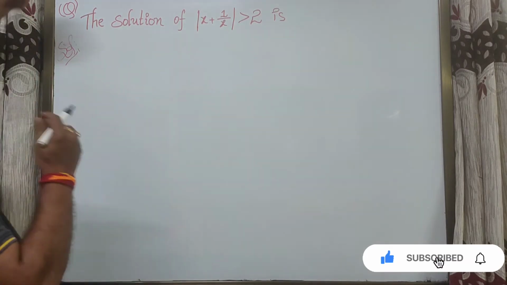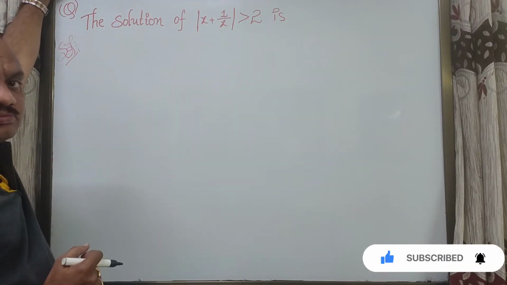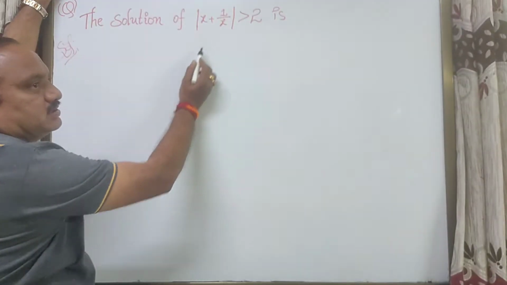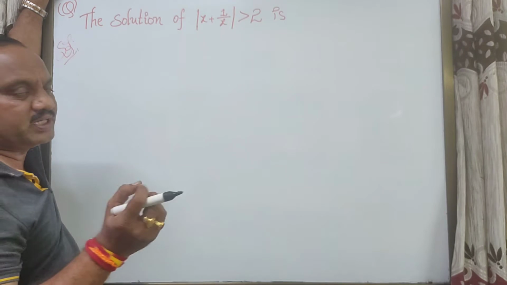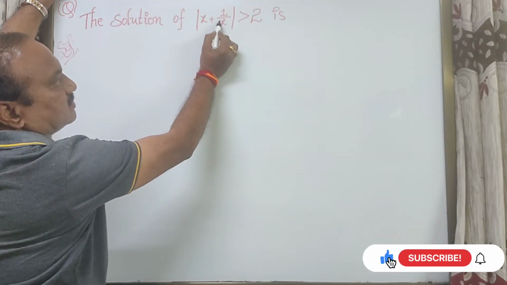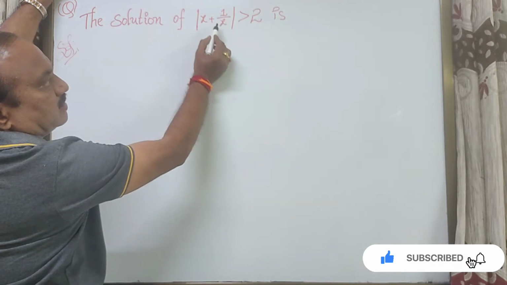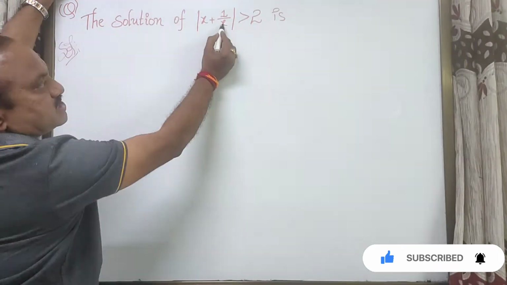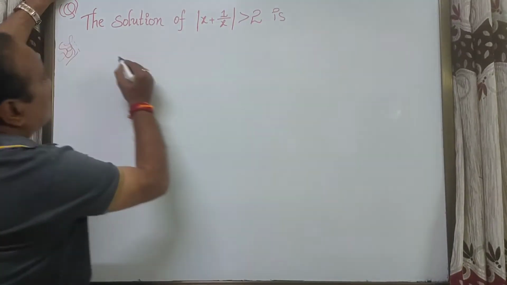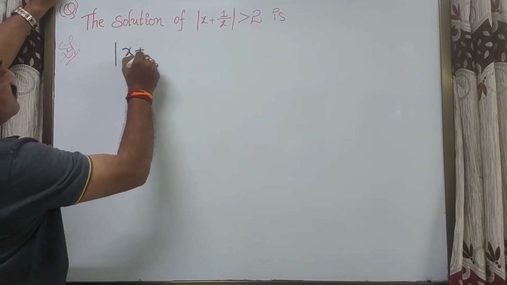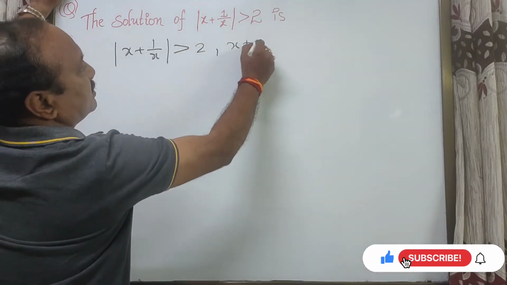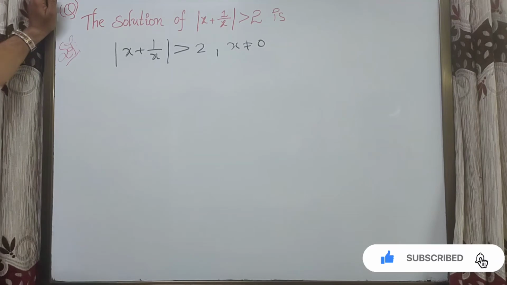Next question: the solution set of |x + 1/x| > 2. Students, before going to the solution set, this function must be defined. That means you should find the domain. This function is defined when x is not equal to 0. If x is equal to 0, 1/0 is undefined. So, given |x + 1/x| > 2, it's possible when x is not equal to 0. That is very, very important.